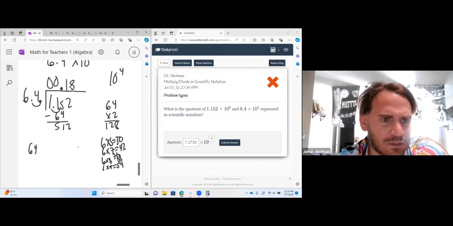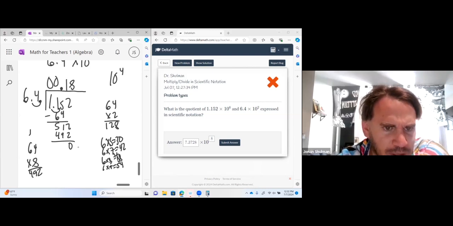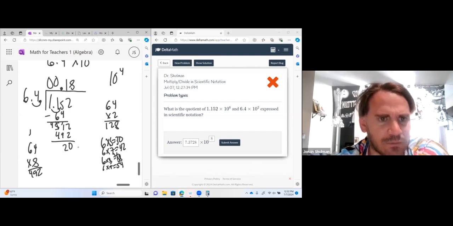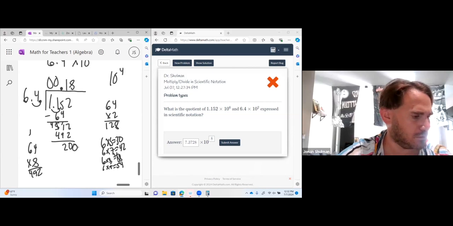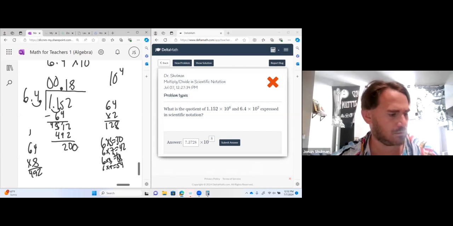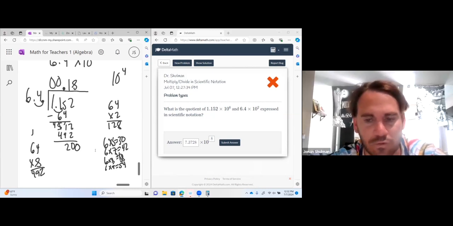So 64 times 8. 8 times 4 is 32. Carry the 1. 48 plus 1 is 49. 492. That's a 0. And we're left with the 20 remainder. So I bring down the 0. 64 can't go into 200 evenly. All right, so this one I'm just getting wrong.